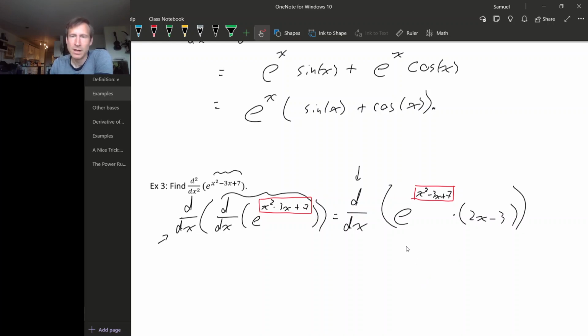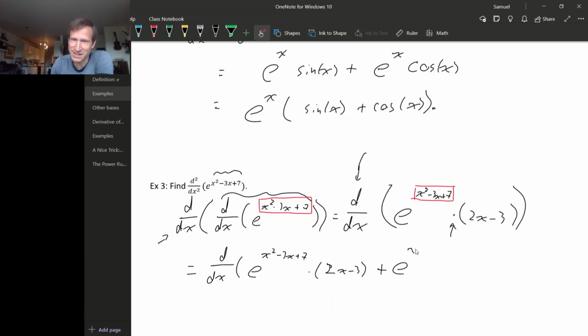Okay. Now we need to take one more derivative, because remember we wanted a second derivative. But now we have a product here, so we have to do the product rule. So this gives us the derivative with respect to x of the first piece, which is e to the x squared minus 3x plus 7, times the second piece with no derivative, so 2x minus 3, plus the first piece with no derivative, e to the x squared minus 3x plus 7, times the derivative of the second factor, so derivative of 2x minus 3.